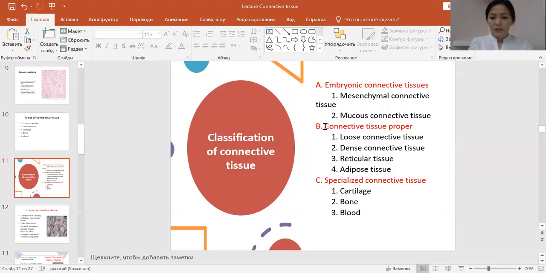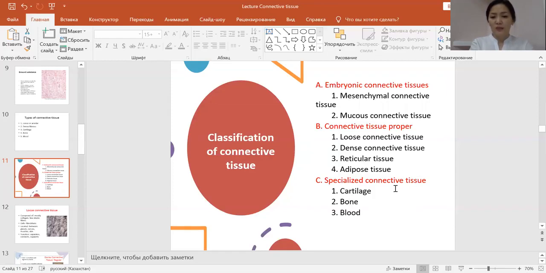And the next classification: connective tissue proper, which is divided into loose and dense connective tissue, reticular tissue, and adipose tissue. And next, specialized connective tissue, which consists of cartilage, bone, and blood.